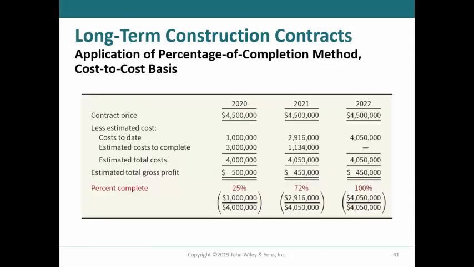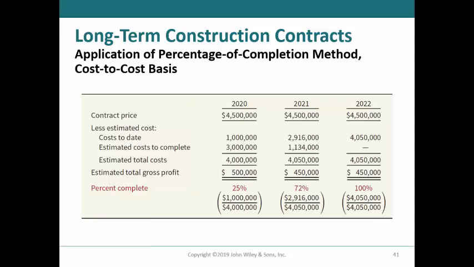This slide illustrates the calculation of percent complete for the contract for each of the 3 years. It is important to note that the costs to date are cumulative, which means that the cost for 2021 of $2,916,000 includes the cost of $1 million incurred during 2020, and the cost of $4,050,000 in 2022 includes the cost for 2020 and 2021. Another important aspect of this calculation is that the costs to complete are estimates.